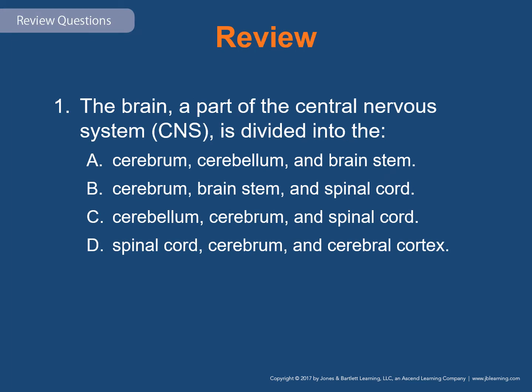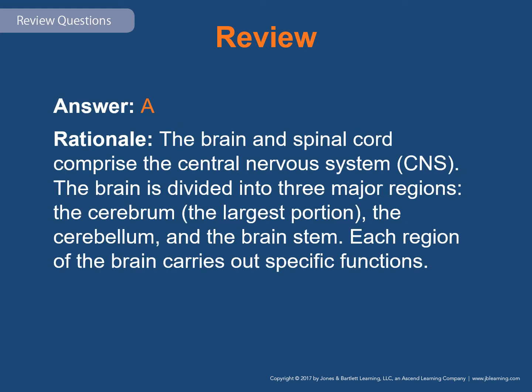Okay, class, let's do a review on this very important subject matter. Question 1. The brain, a part of the central nervous system, or CNS, is divided into the A, cerebrum, cerebellum, and brainstem; B, cerebrum, brainstem, and spinal cord; C, cerebellum, cerebrum, and spinal cord; and D, spinal cord, cerebrum, and cerebral cortex. If you know basic anatomy and physiology, this one is a very easy answer. It is, of course, A.